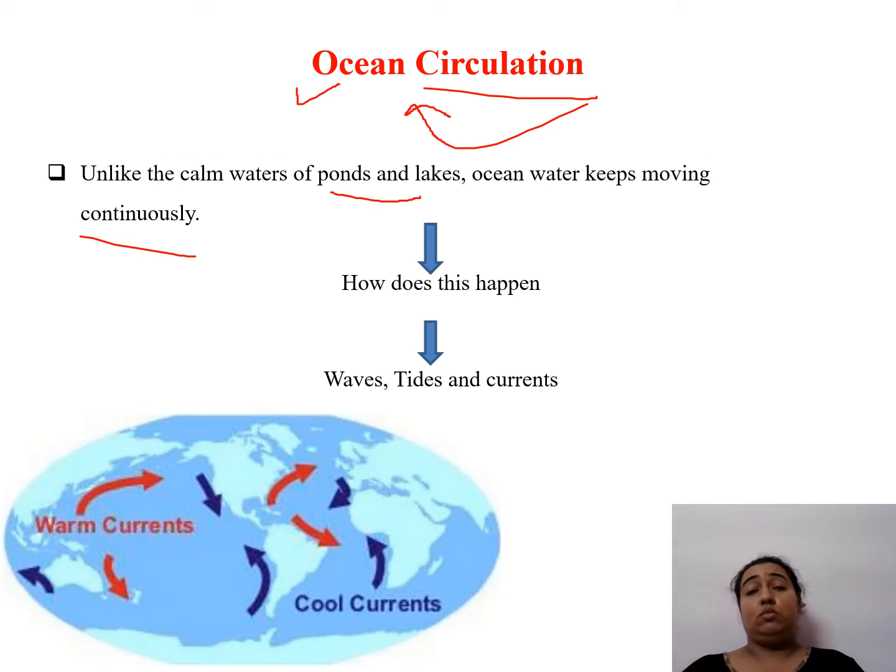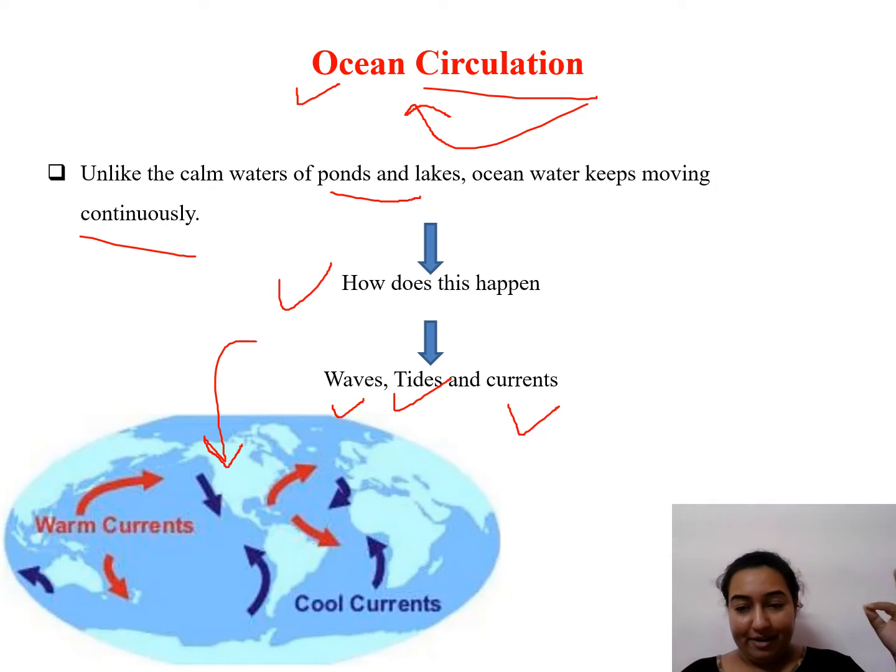Now, how does circulation take place in oceans? Suppose this is the ocean. Circulation takes place through three methods. First is the wave, second is the tide, and third is currents. Not that electric current, but the oceanic current which we are going to study. So, specifically in oceans, we have circulation, and there are three types through which circulation takes place.